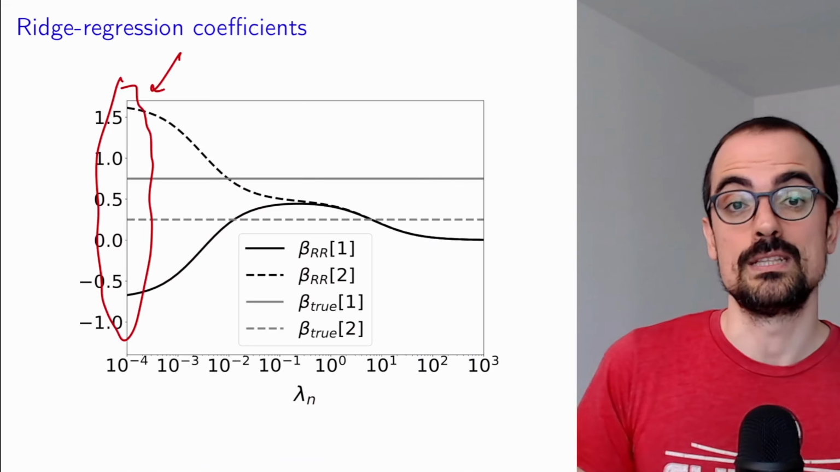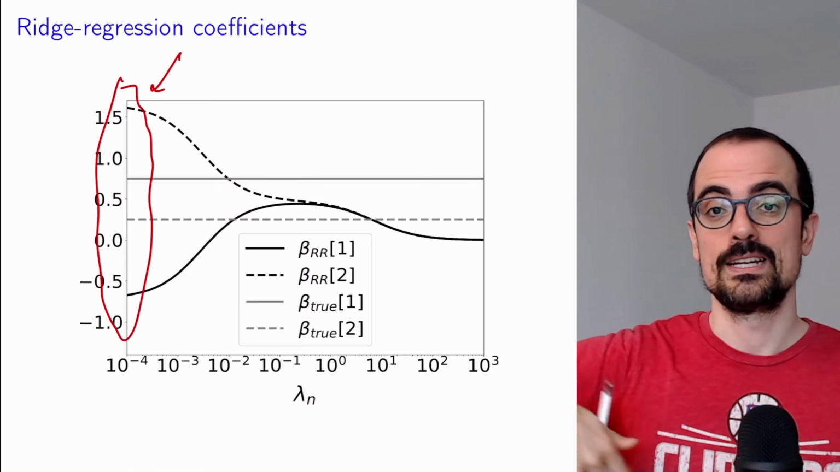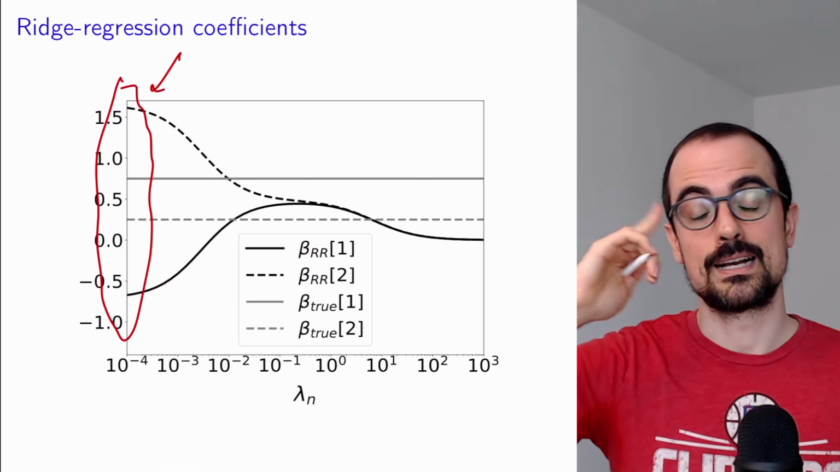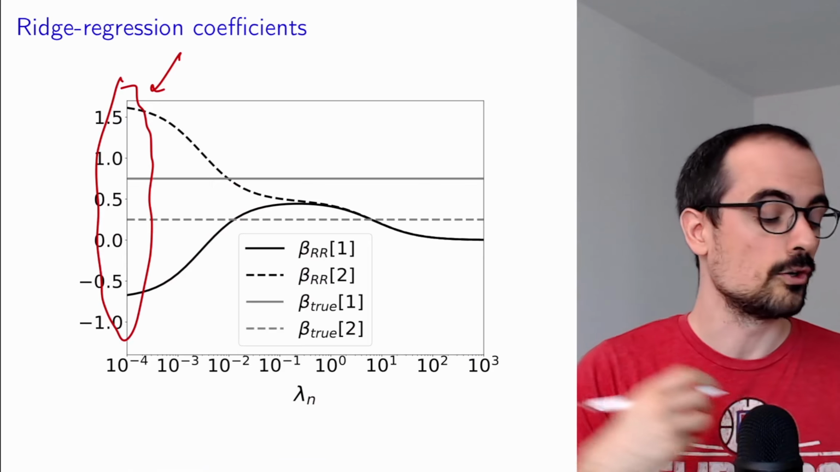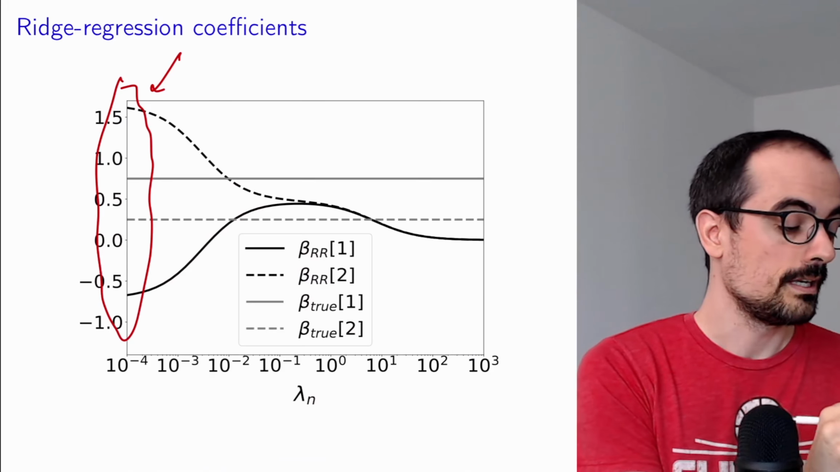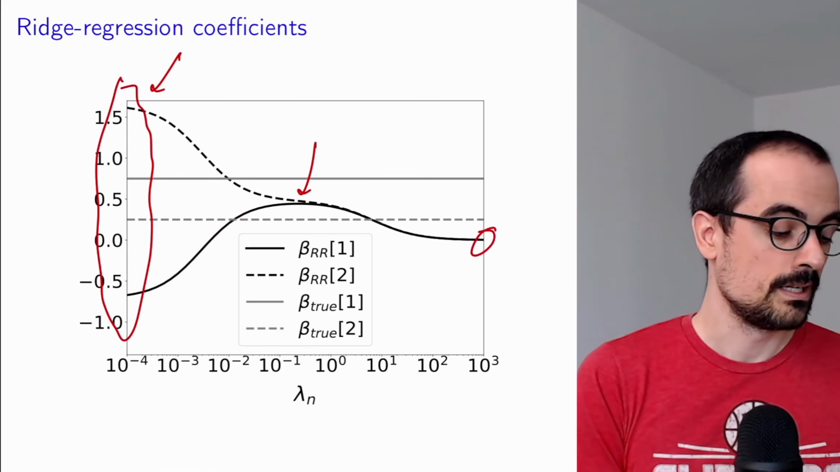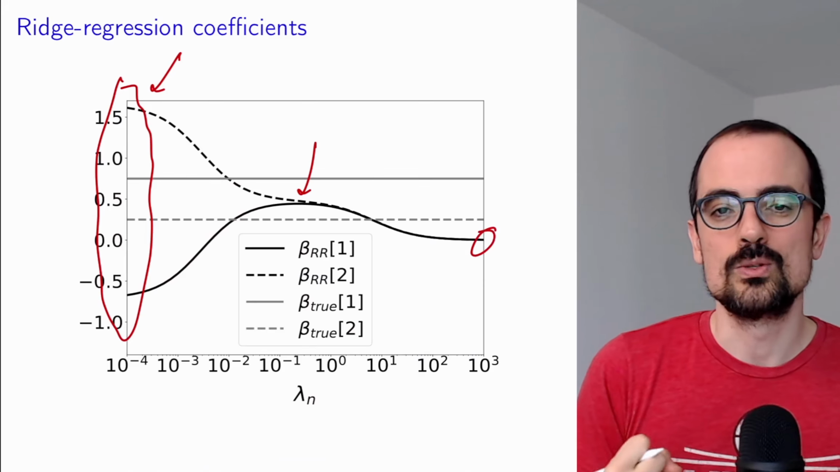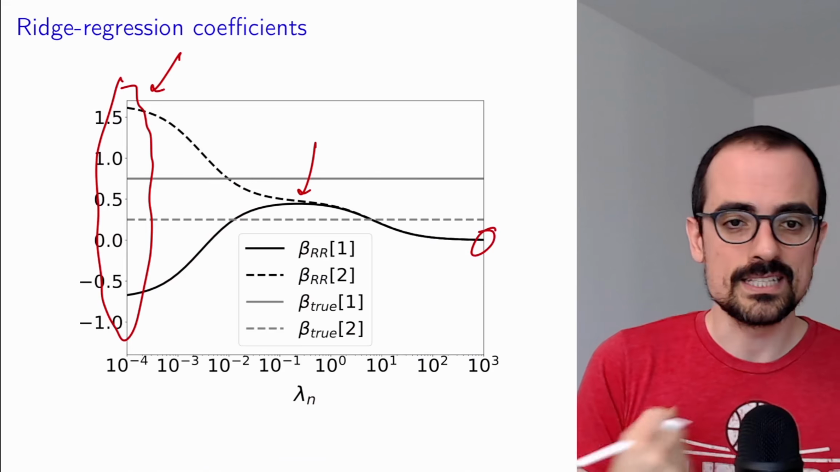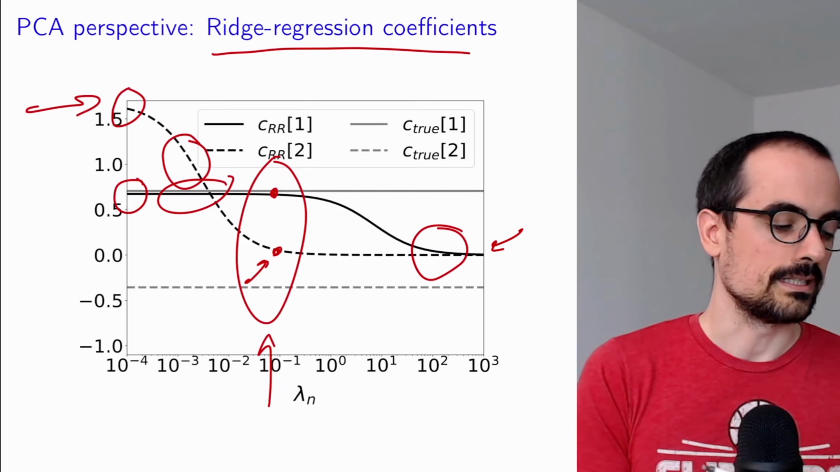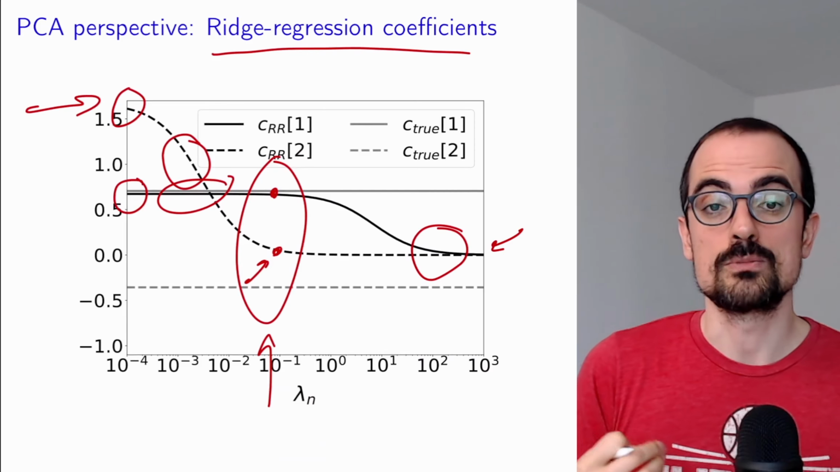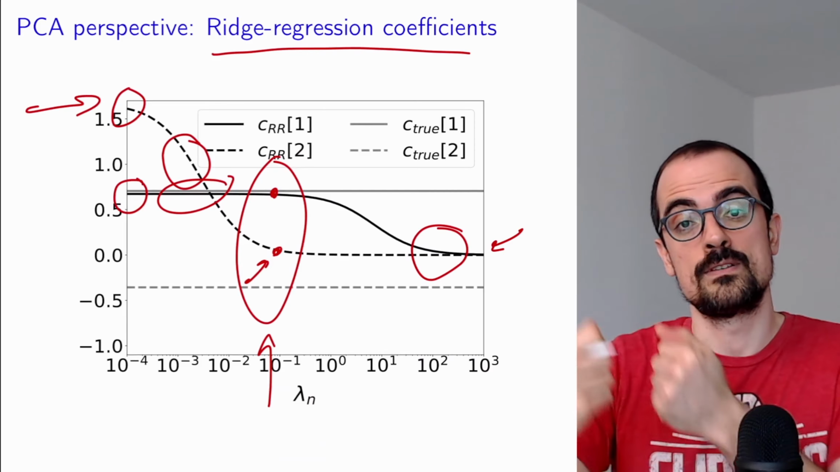Why? Because the amplitude in the second principal direction has amplified the noise dramatically. Here we see that the values seem a bit more reasonable, and eventually they go to zero. But of course, we don't understand it in the same way as when we look at it in terms of the principal directions of the features.